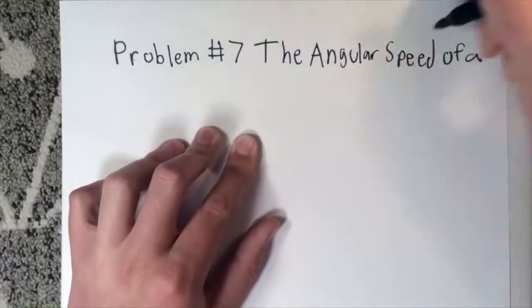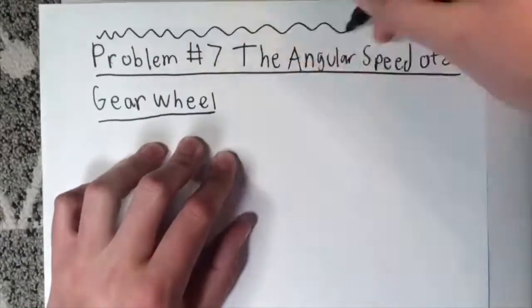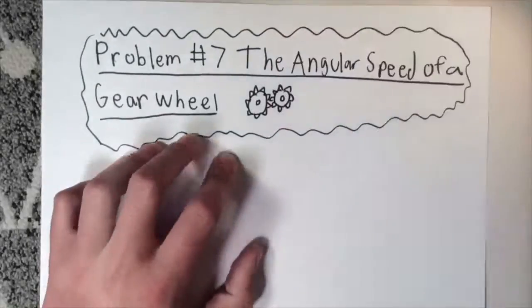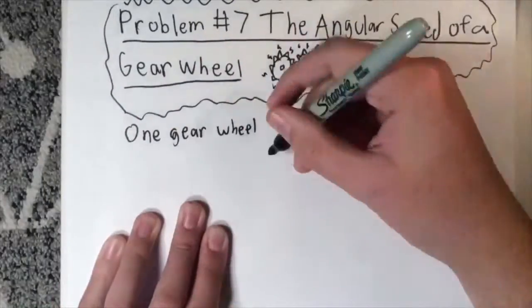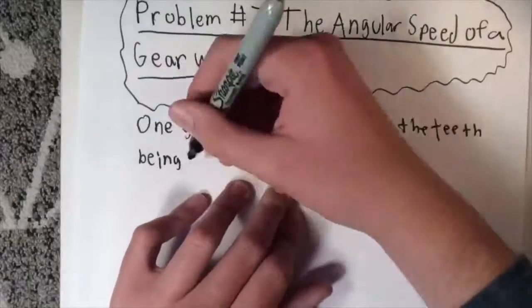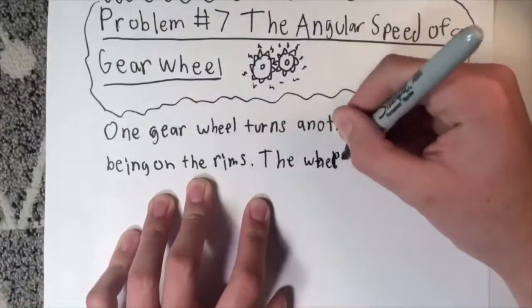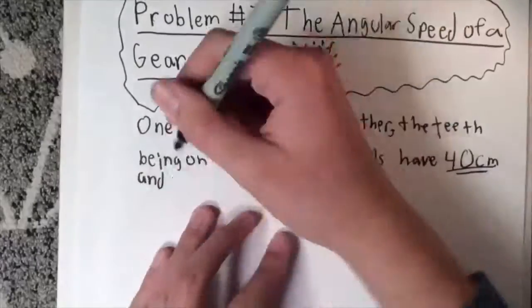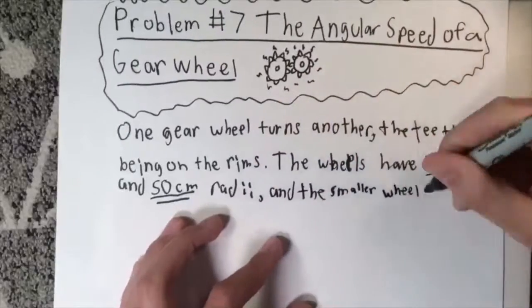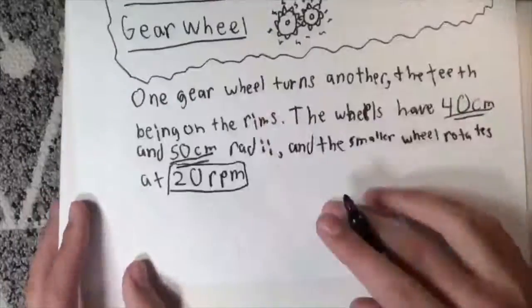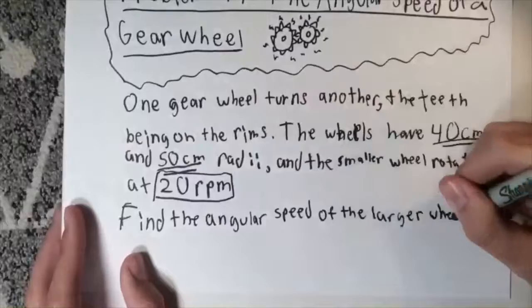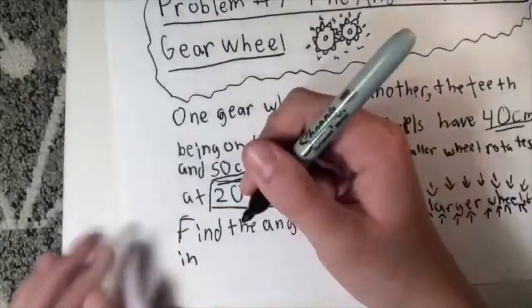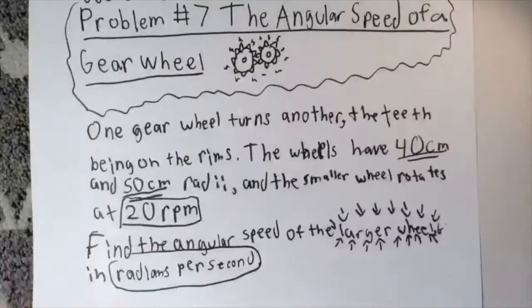Problem number 7. The angular speed of a gear wheel. One gear wheel turns another, the teeth being on the rims. The wheels have 40 centimeter and 50 centimeter radii. The smaller wheel rotates at 20 RPM. Find the angular speed of the larger wheel in radians per second.